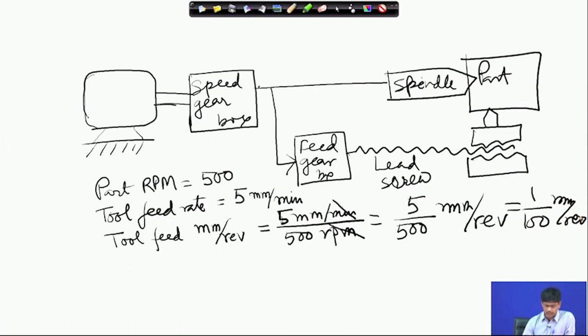Okay, but where are we heading to? I am claiming that this tool feed remains constant even if you change the speed gearbox setting. That means tool feed in millimeters per revolution will remain the same whether you change the speed gearbox setting or not. The speed gearbox will change the RPM of the part, no problem with that, but it will not affect feed. In the same way, the feed gearbox setting will not affect part RPM, but it will definitely change the tool feed in millimeters per revolution.